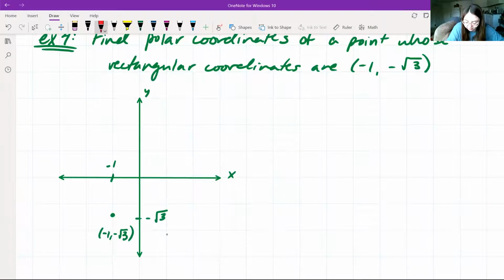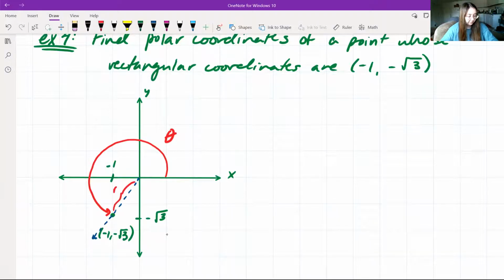Which means that if we're following from the polar axis, we're going around in this direction, and we get that this is theta. Then remember we draw a ray going out this way, and we get that this value here is r. Our point is in quadrant 3. So this was step 1.